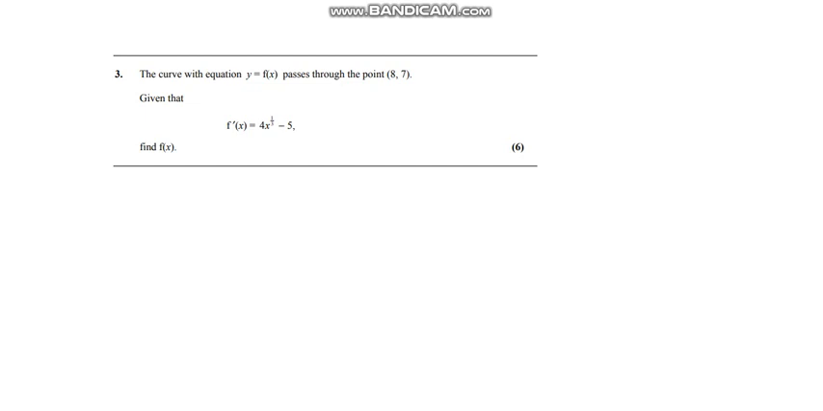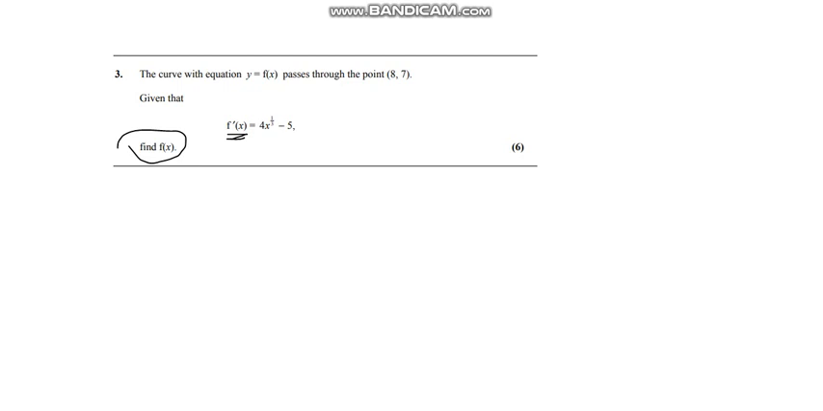So this third question states that the curve with equation y equals f of x passes through the point 8, which is the x axis, and 7, which is the y axis, given that f dash of x equals 4x to the power 1 upon 3 minus 5. Find f of x. So we have to find this f of x, and we have been given f dash of x. This means that the differential has been done. So we have to find f of x.